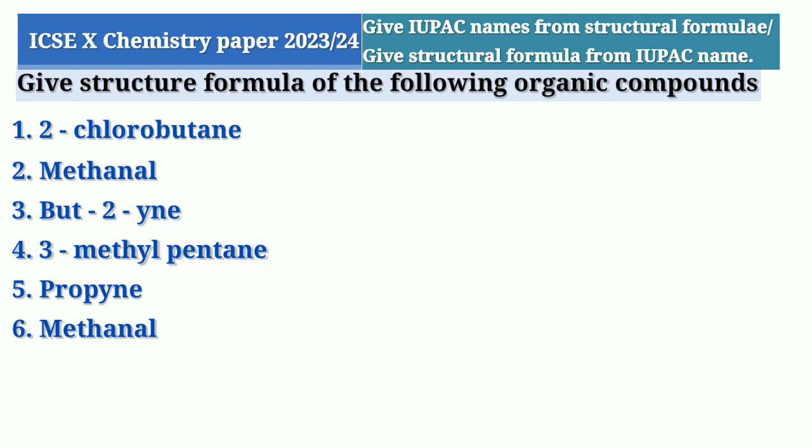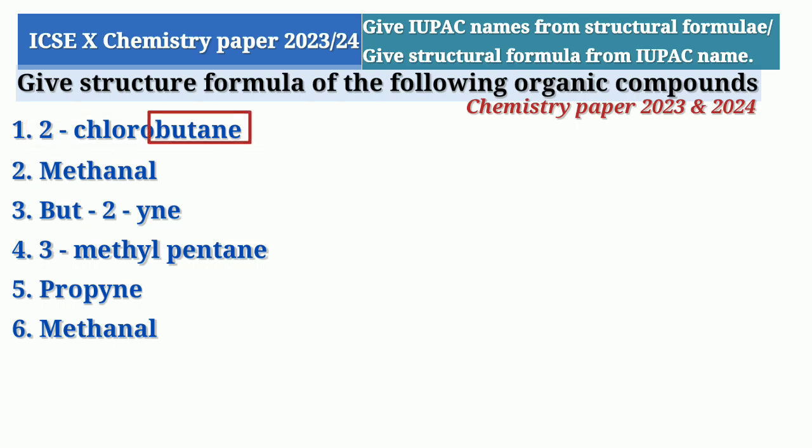Now in next part of the question, we are asked to give structural formula of following compounds. That is, we are given IUPAC names of the compounds and we have to give their structural formulae. Questions are taken from chemistry board papers of year 23 and 24. Let us now start with first compound 2-chlorobutane.